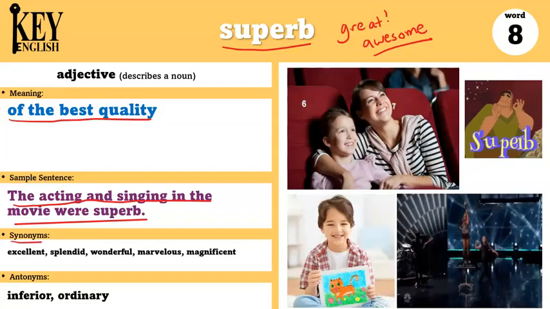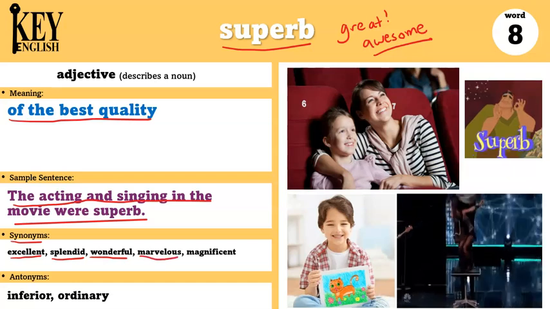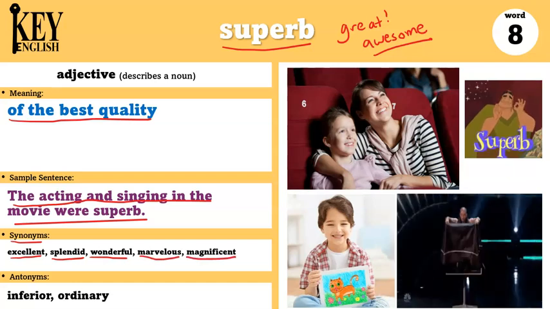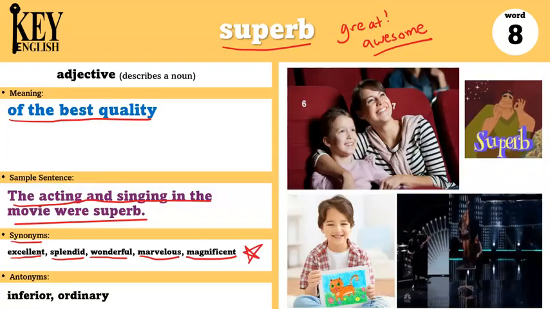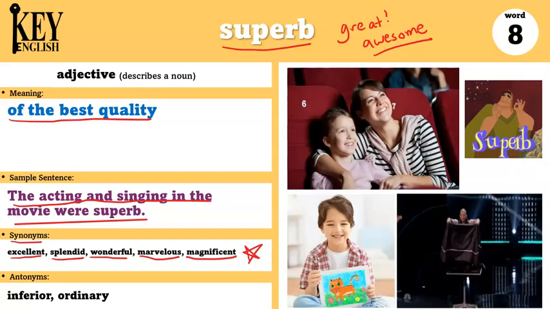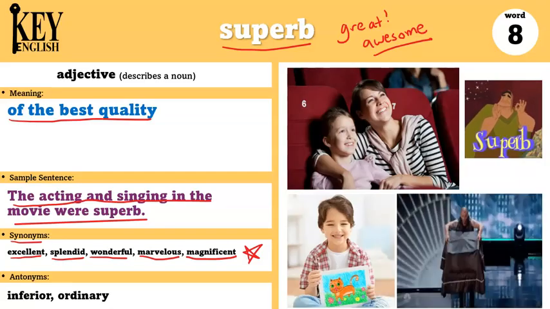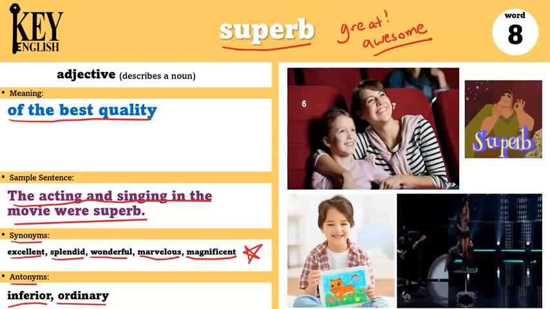Some synonyms are excellent, splendid, wonderful, marvelous, and magnificent. So superb and all of these synonyms are just better words that you can use instead of just saying great or awesome or good. Antonyms include inferior or ordinary.